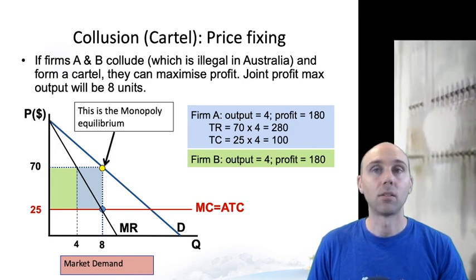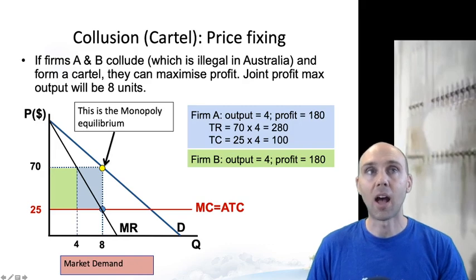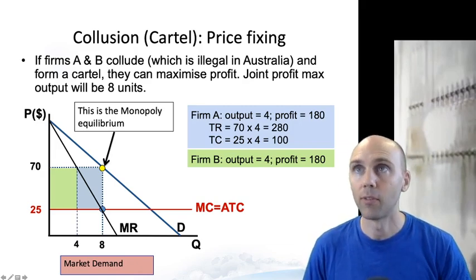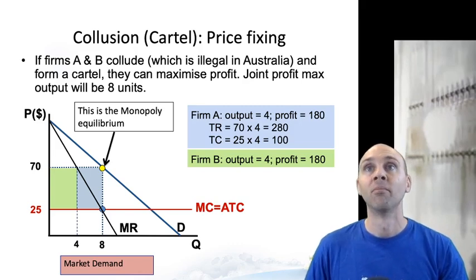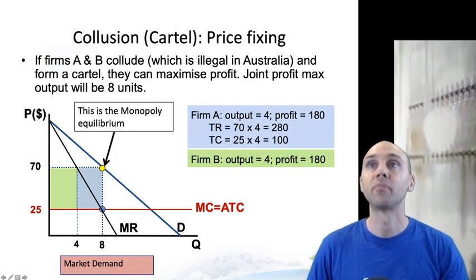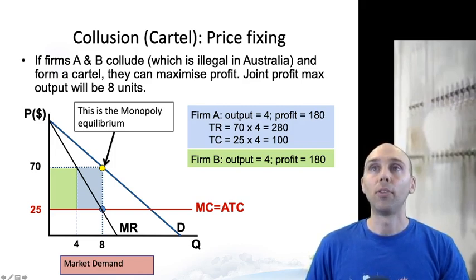So we can do that, and then we can say, okay, let's produce half each. So the profit maximizing quantity for a monopolist is 8 units. Let's say firm A produces the first 4, firm B produces the next 4, and you can do the calculations. Here I've just put a marginal cost that's fixed at $25 per unit, and you can find that both firms get profits of $180.